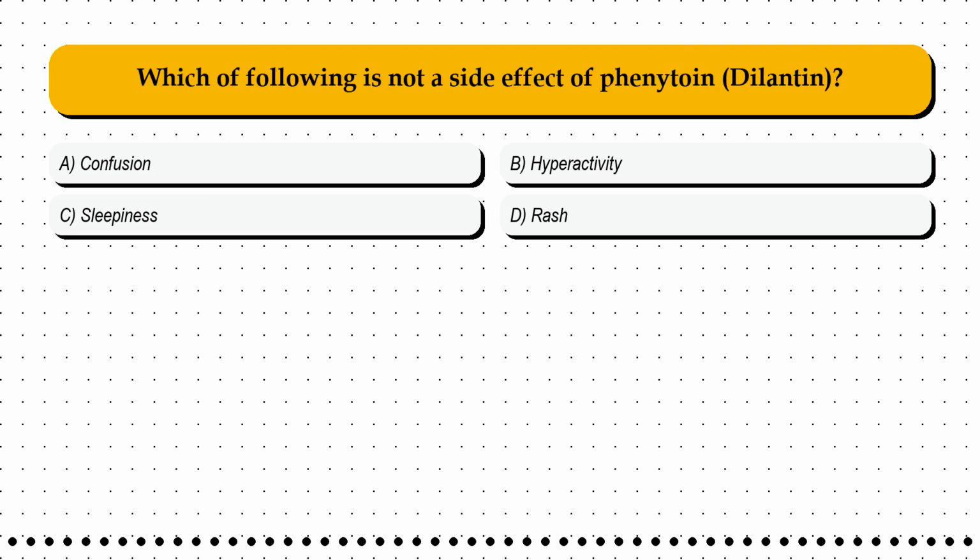Question 43. Which of the following is not a side effect of phenytoin, Dilantin? Option A, confusion. Option B, hyperactivity. Option C, sleepiness. Option D, rash.